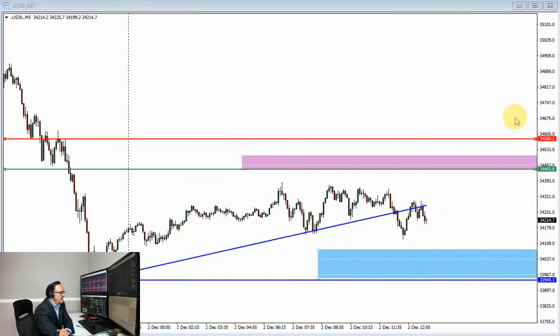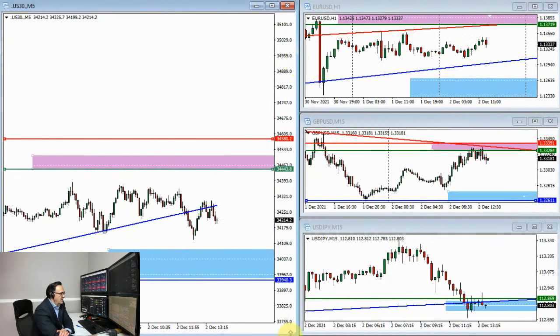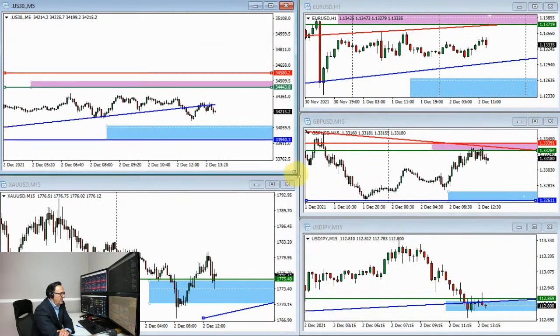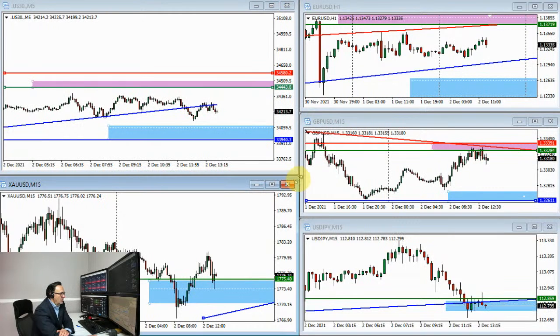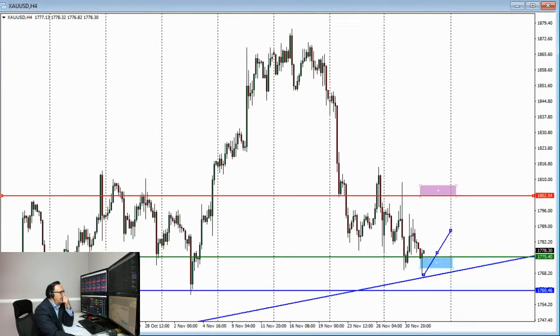Okay, so that's a setup with Dow Jones. The other thing that I'm looking at the moment is gold. Okay, so gold, it's exactly the same setup as the one that we talked about yesterday. I was looking at 1775 with a stop below 1760, so about $15 in price.